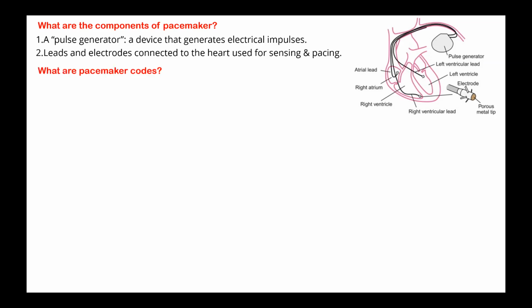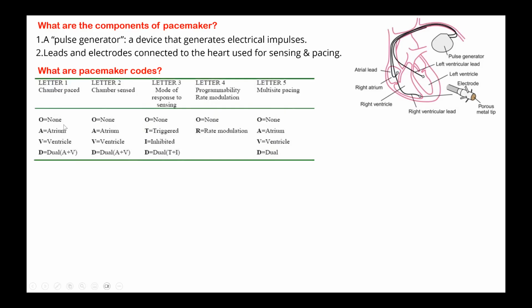And what are the pacemaker codes? This is a very important knowledge that all of us as medical persons should have. So how is the pacemaker code classified? There are 5 letters: code 1, code 2, code 3, code 4, code 5. There are 5 things, isn't it? Yes, sir. So how is it classified?